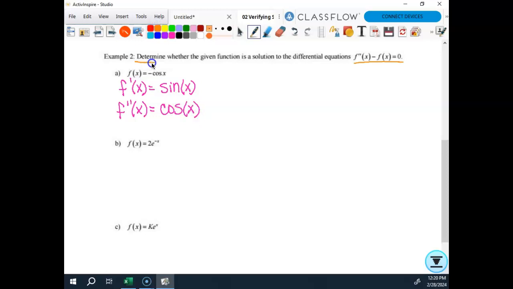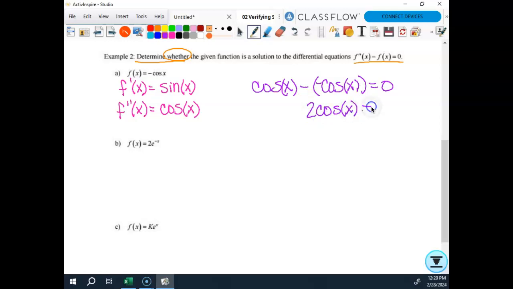And this question says determine whether. So here your answer could be yes or no, right? It's different than verifying. Okay, so now that we have that, can we substitute it into this? So f double prime is cosine of x minus negative cosine of x. Is this true? No, because this becomes 2 cosine of x, and that does not equal 0. So this would be a no.